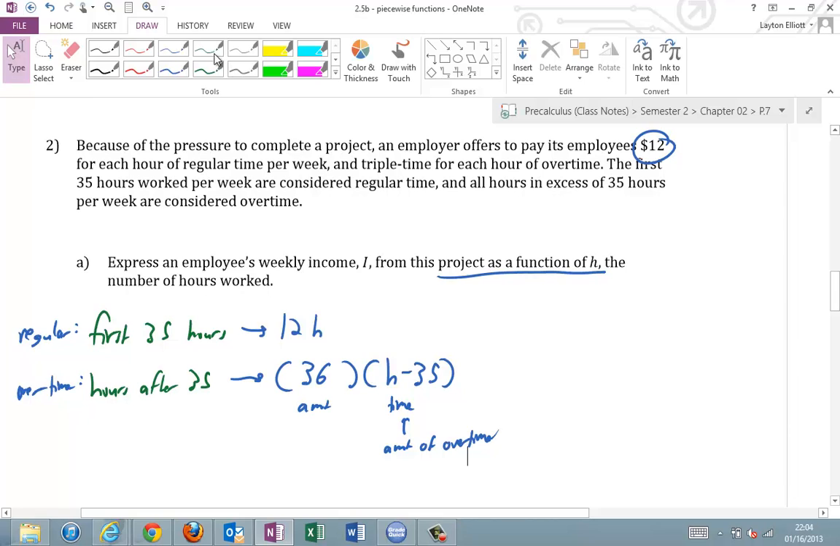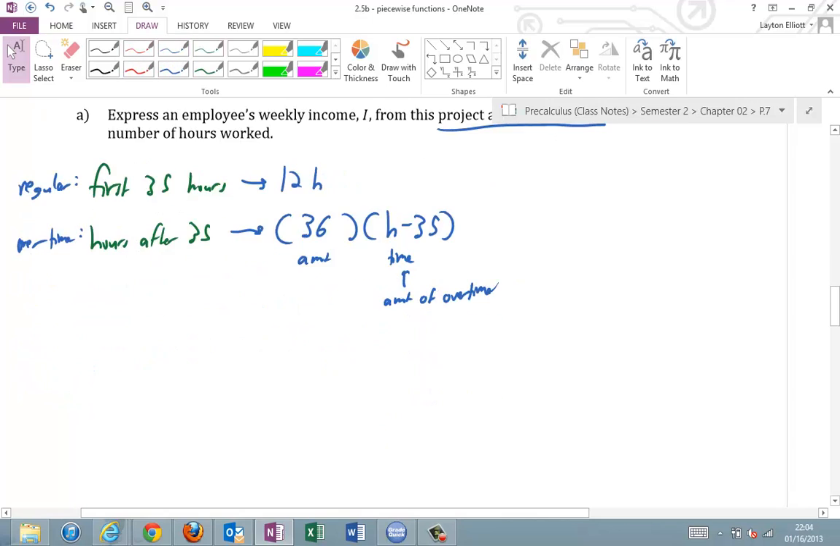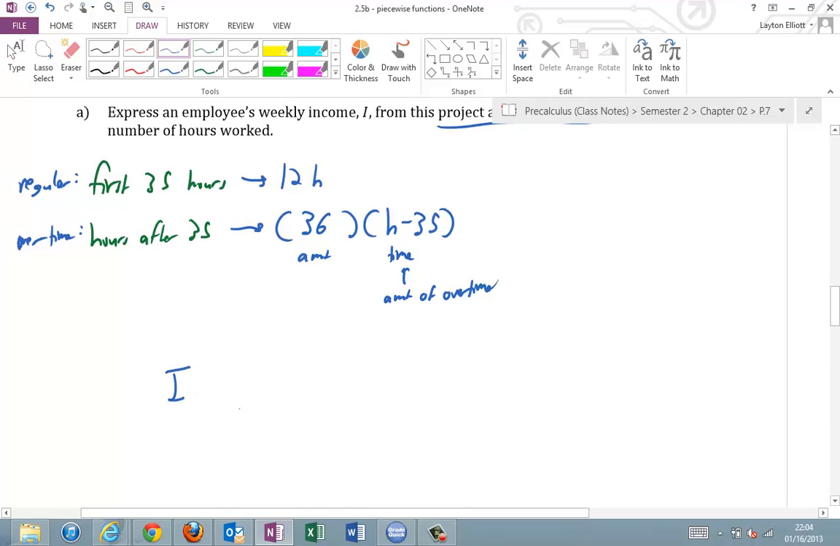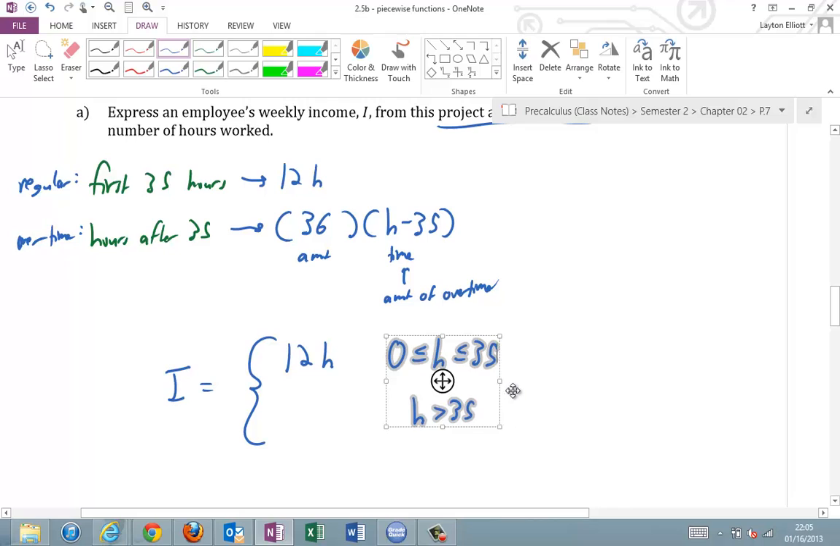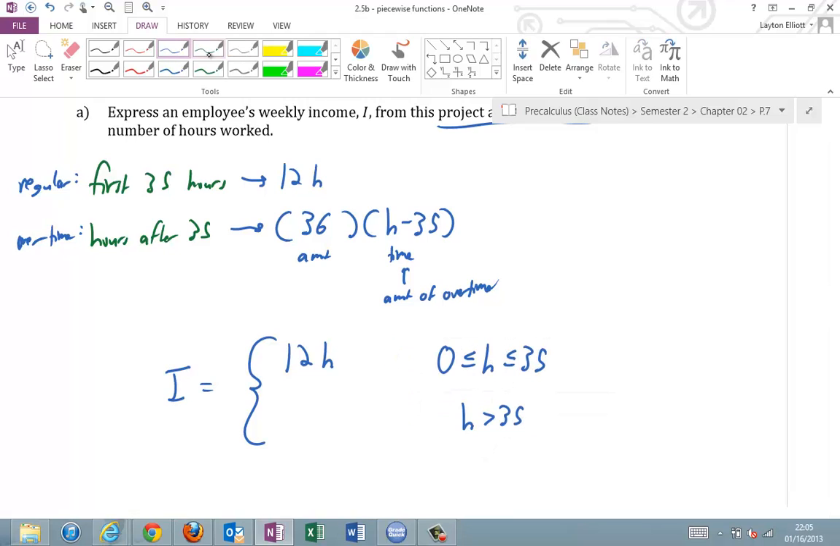Now, furthermore, we have one more little thing to consider with this whole overtime thing. I is income. So we're going to define the income now as it is $12 per hour whenever h is in between 0 and 35. Now, when h is greater than 35, we then start to do this other equation. I know this drives you nuts, but I'm going to shift this off to the right here, because there is something we have not yet considered.